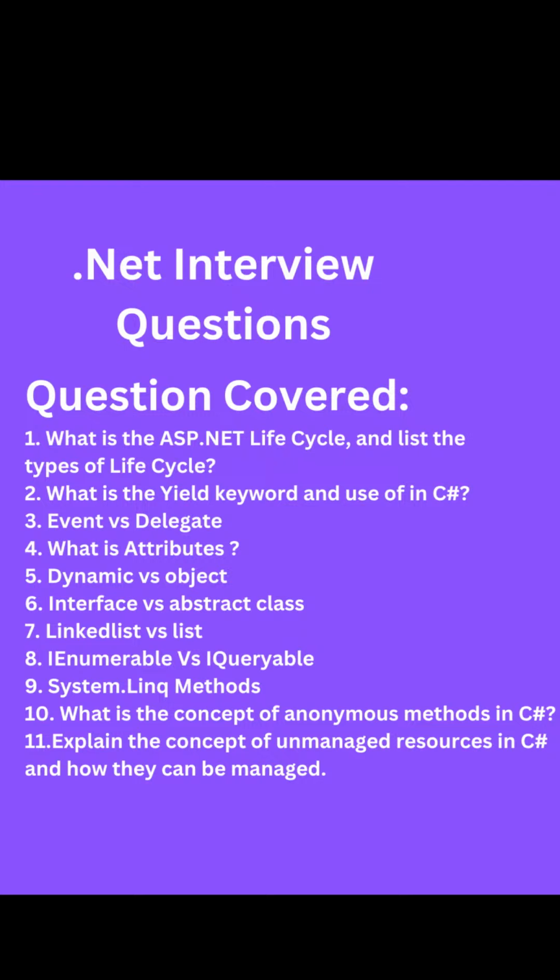So anonymous methods are a way to define a method without giving it a name. They're really useful for creating small pieces of code that you only need to use in one specific place. And you don't want to clutter up your code with a bunch of named methods that are only used once. So it's like making the code more concise and focused. Exactly. And you create an anonymous method using the delegate keyword, followed by the parameter list, and then the body of the method in curly braces.